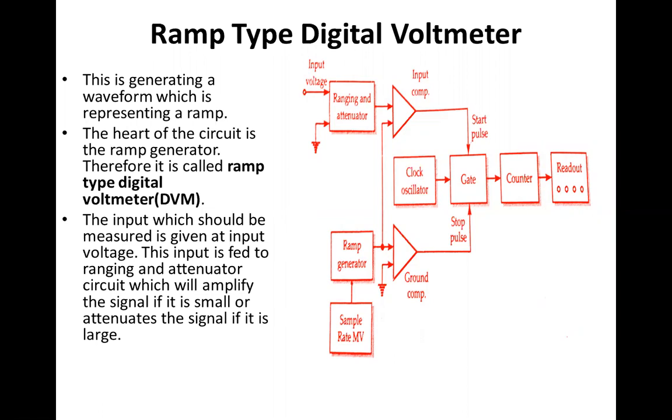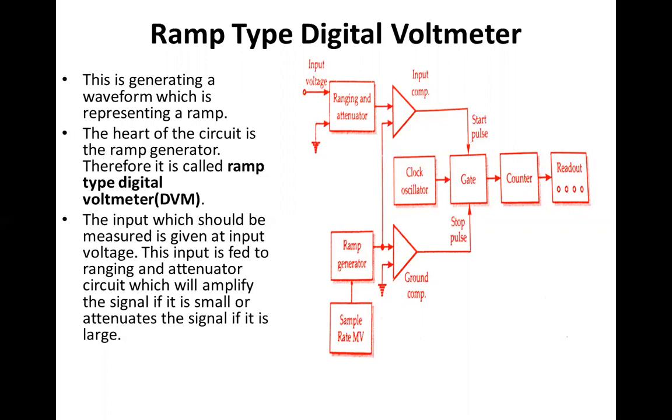The block diagram shown is of a ramp type digital voltmeter. Here there is a ramp generator. This is generating a waveform which is representing a ramp. The heart of the circuit is the ramp generator. Therefore, it is called ramp type digital voltmeter. The input which should be measured is given at input voltage. This input is fed to the ranging and attenuator circuit, which will amplify the signal if it is small or attenuate the signal if it is large.